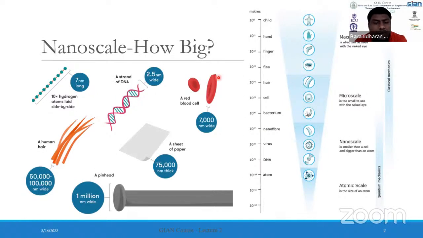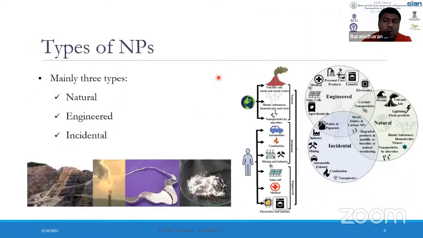Already Professor Lok has had it up. And then I will just go through a quick overview about the other things, that is the types of nanoparticles, mainly natural, engineered, and incidental. So with respect to the naturally occurring nanoparticles, the nanoparticles which are there in the environment, that is one such thing.